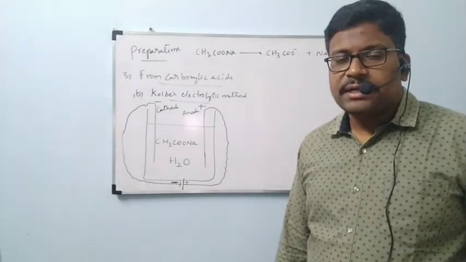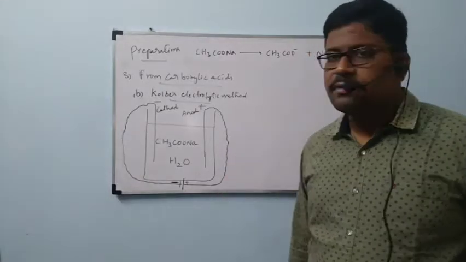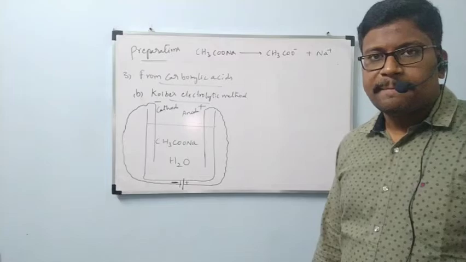The electrode which is connected to the negative terminal of the battery is called cathode. The electrode which is connected to the positive terminal of the battery is called anode. Okay, now what is going to happen in this reaction?